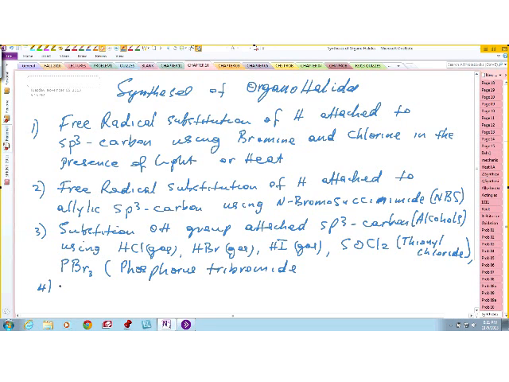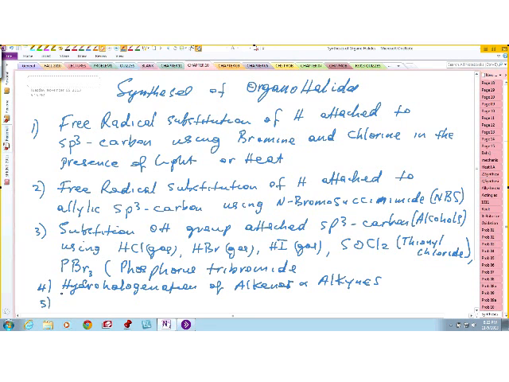For hydrohalogenation of alkenes and alkynes that we've done before. And what that is essentially just adding hydrogen and halogen across the carbon-carbon double bond or across the carbon-carbon triple bond.